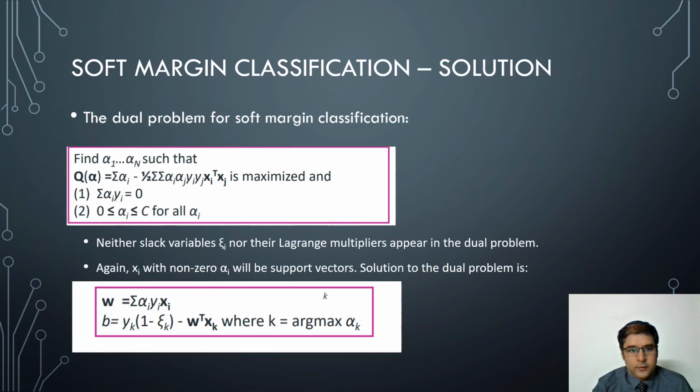So the solution to the soft margin classification problem is given in this slide. The dual problem for soft margin classification is this. The solution for the dual problem is given by this here.